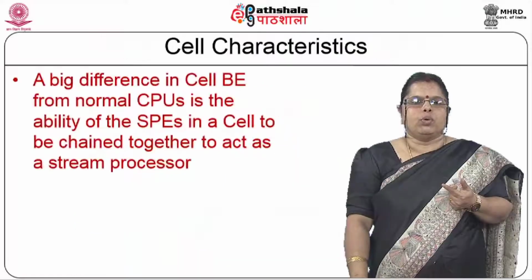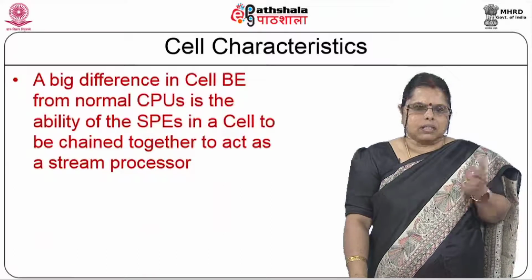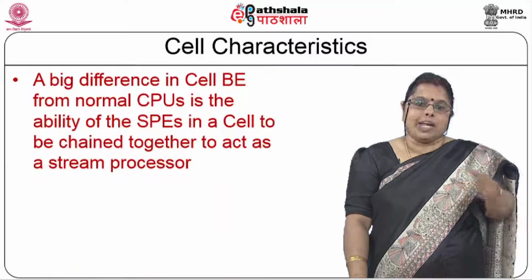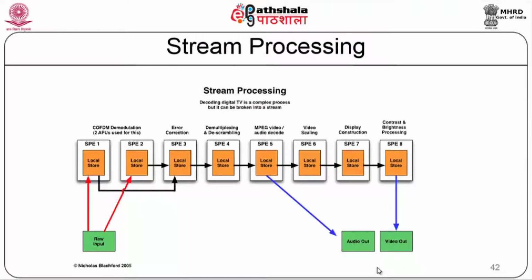CPU speed. So, if you look at the cell characteristics, a big difference in cells from the normal CPUs, synergistic processing elements in a cell can be chained together to act as a stream processor. So, this gives you an example of how all of these cell processors, cell units, SPEs can be chained together to do streaming processing. The various operations that will have to happen in a stream processing application are given to each of these SPE units, and it is like a pipeline getting formed there. So, you have a chaining operation that is getting done. So, they are very suitable for such types of applications.